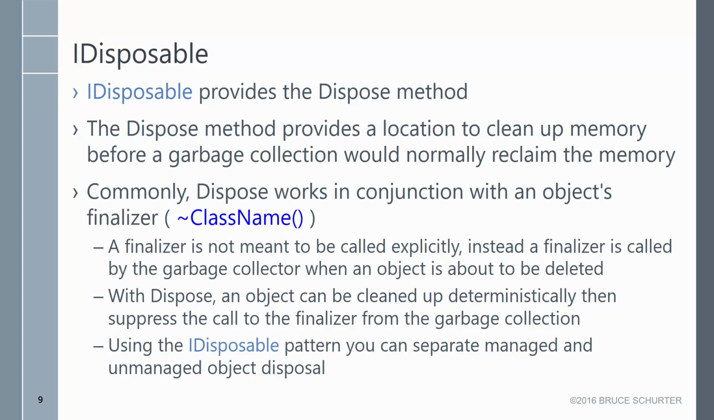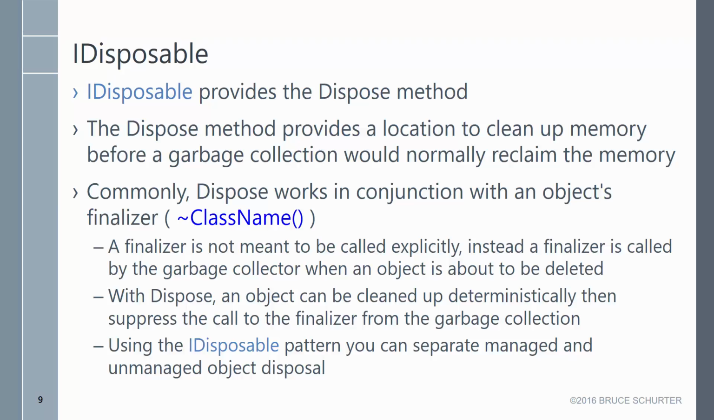IDisposable is a pattern you can implement to make cleaning up your objects more deterministic than relying on the class's finalizer, otherwise known as a destructor. If you implement IDisposable, you must also implement the dispose method within your class. The dispose method provides a location to clean up memory before a garbage collection would normally reclaim the memory. So we are doing things ahead of the garbage collector, so we're not waiting on a garbage collection routine to actually clean up our data.